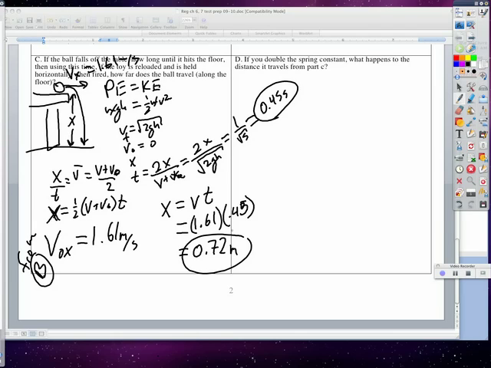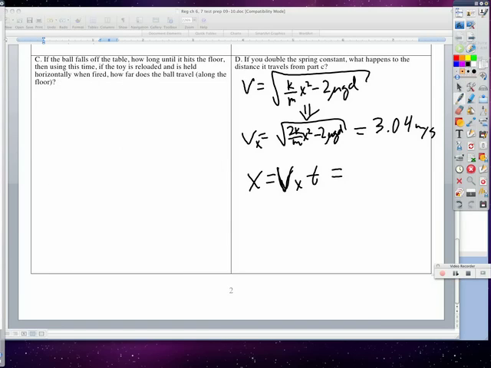C. Okay, so then I get 1.37. So the result is it goes farther.